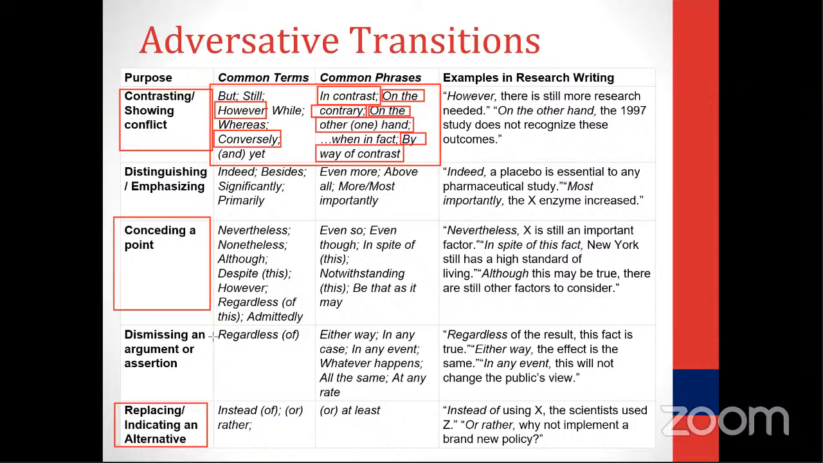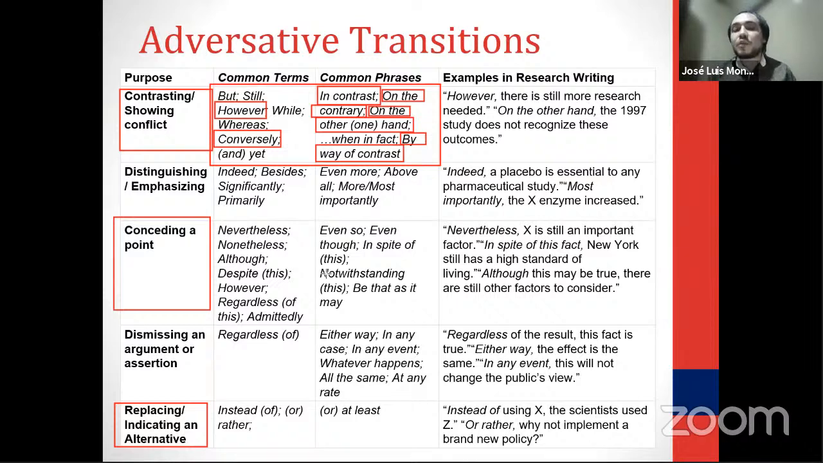But, still, however, while, whereas, conversely, and yet. In contrast, on the contrary, on the other hand, in fact, by way of contrast. Thank you very much. So those are the words that can be used for contrasting or showing conflict. Contrasting or showing conflict means that you're going to show two very different ideas that are opposites to each other. So let's read the examples.